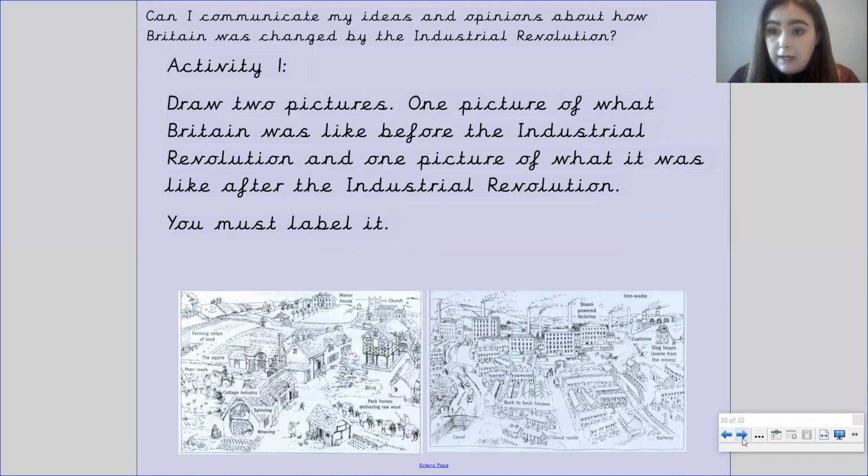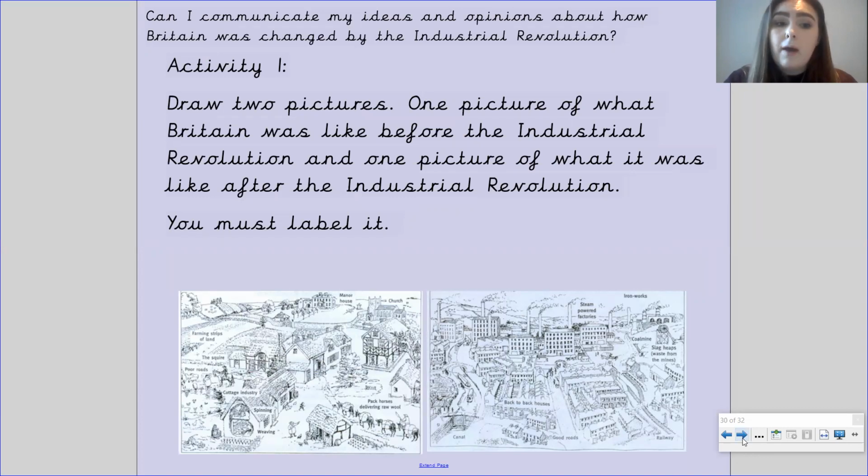So you've now got 3 activities to choose from. Make sure that you are choosing the one that is most appropriate for you. So activity number 1, I want you to get a piece of paper and split it down the middle. And on one side, I want you to write before the Industrial Revolution, and on the other side, I want you to write after the Industrial Revolution.